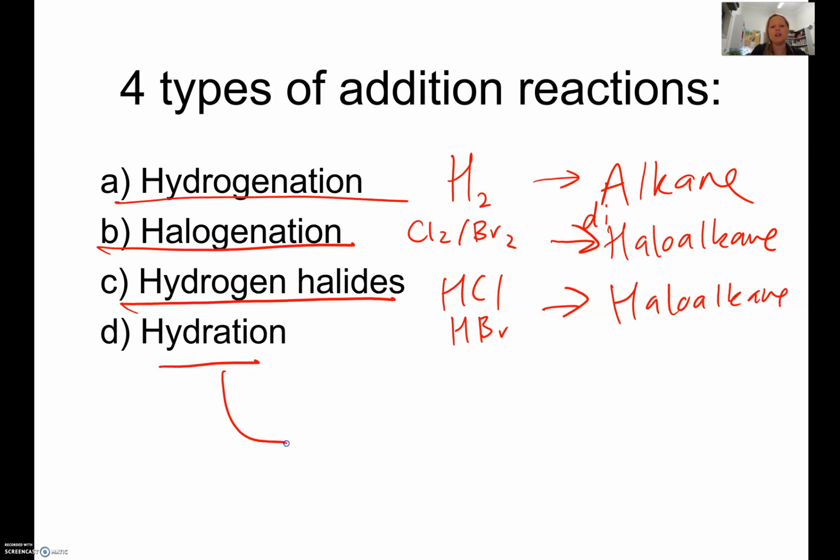And hydration, hopefully you can think about water. And so if we add water to an alkene, you'll end up making an alcohol. So there's so many reactions alkenes undergo, which makes them really cool. And these are the types we're going to do now.